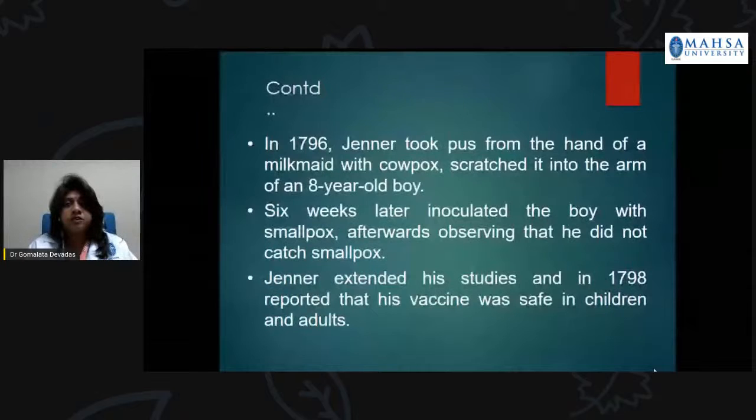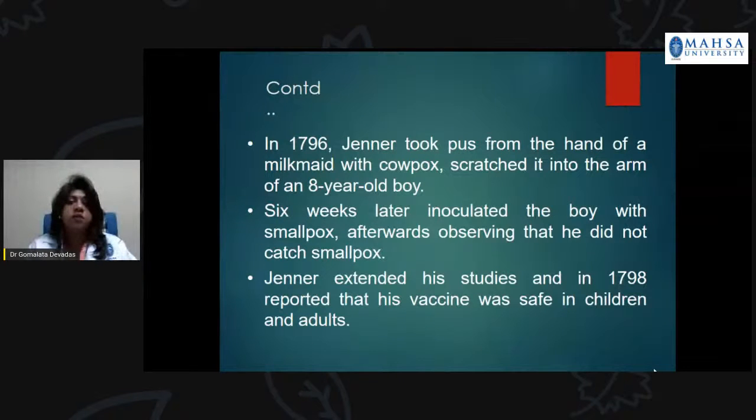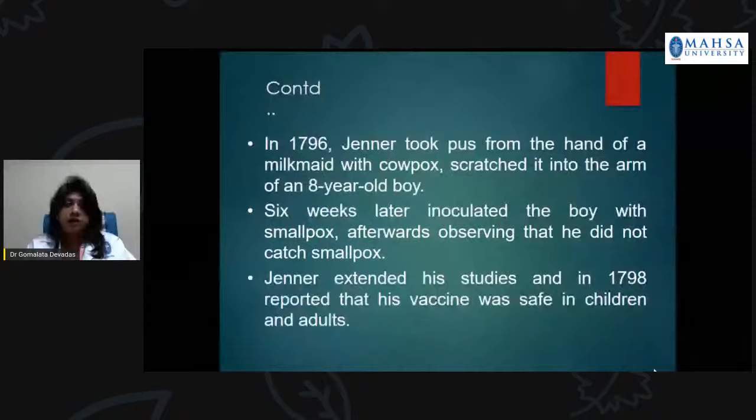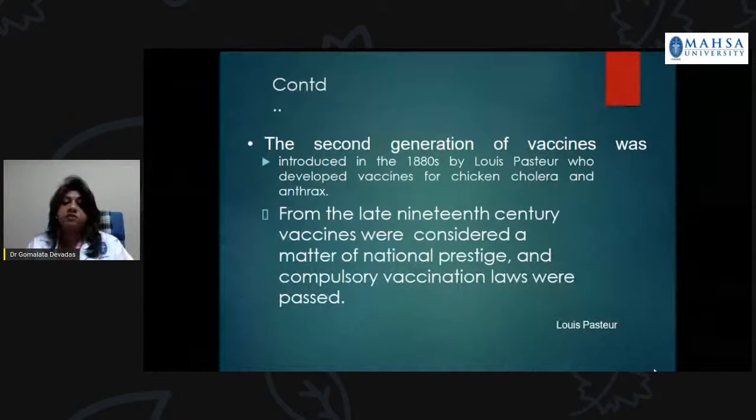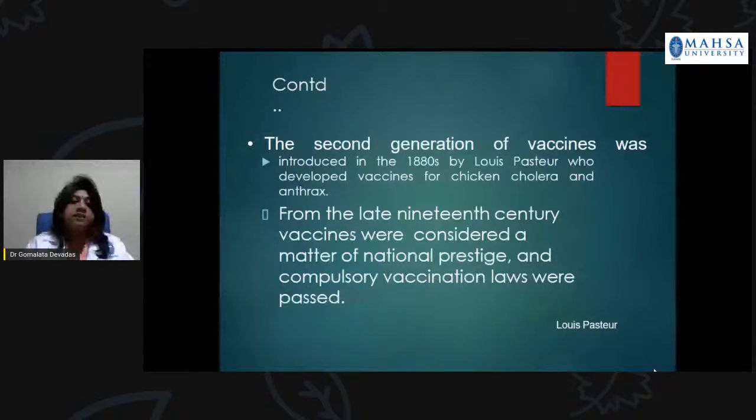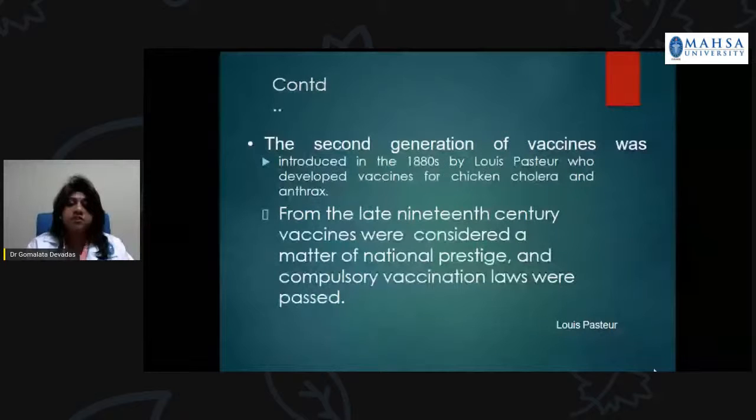Afterwards, he observed that the boy did not catch smallpox. This is how he invented vaccination. He did further studies in 1798, and reported that his vaccine was safe in children and adults. The second generation of vaccines was introduced in the 1880s by Louis Pasteur, who developed vaccines for chicken cholera and anthrax. From the late 19th century, vaccines were considered a matter of national prestige, and compulsory vaccination laws were passed.